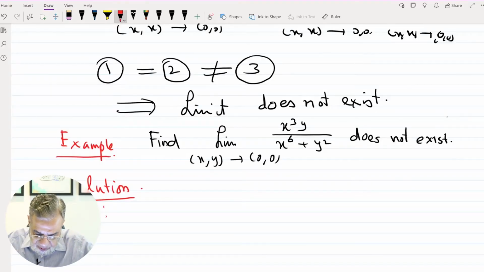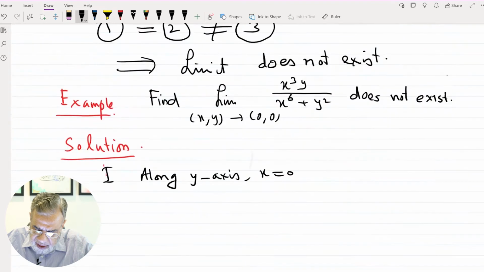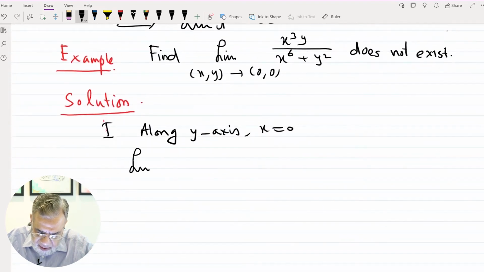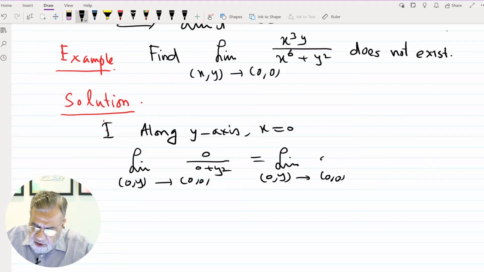So, number 1, as before, we are going to check the limit along the y-axis. As I mentioned here, x is equal to 0, and we can have the limit as (x, y) goes to (0, 0). We get x equal to 0, this is 0 over 0 plus y squared. So this is the limit as (x, y) goes to (0, 0) of 0, which is equal to 0. This is my result 1.